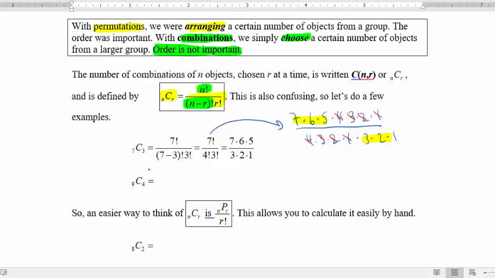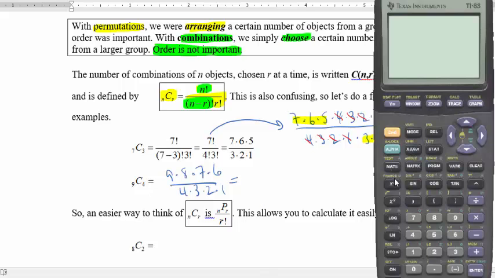So that's really the way you're going to want to think of these. You're going to want to think of these as just doing 7P3, which is 7 times 6 times 5, but then dividing by 3 factorial. Rather than always show all these steps, think about this as 9P4, which was 9 times 8 times 7 times 6, divided by 4 factorial, which is 4 times 3 times 2 times 1. So 9C4 is actually that calculation.